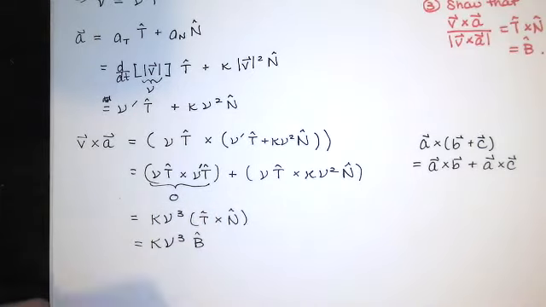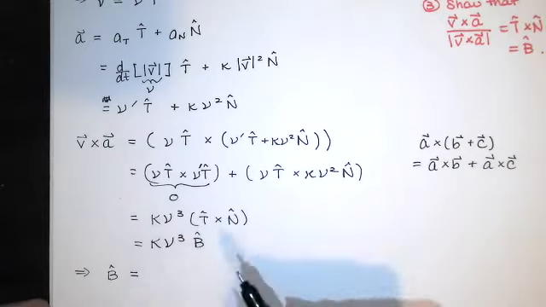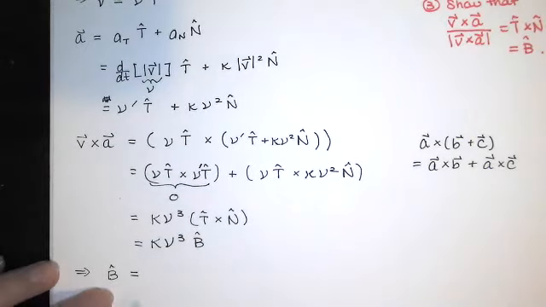So that's nice. I'm trying to get the binormal vector by itself. I can take this and divide by its magnitude. Or I can take this and divide by this. Now, I could also just take this and divide by its magnitude.